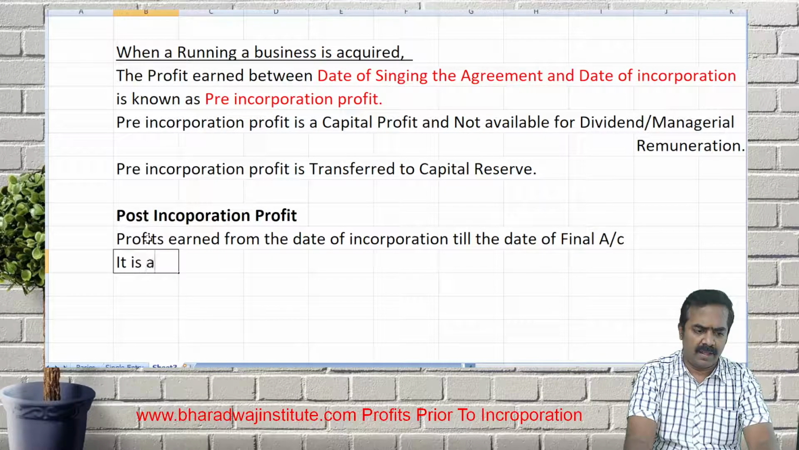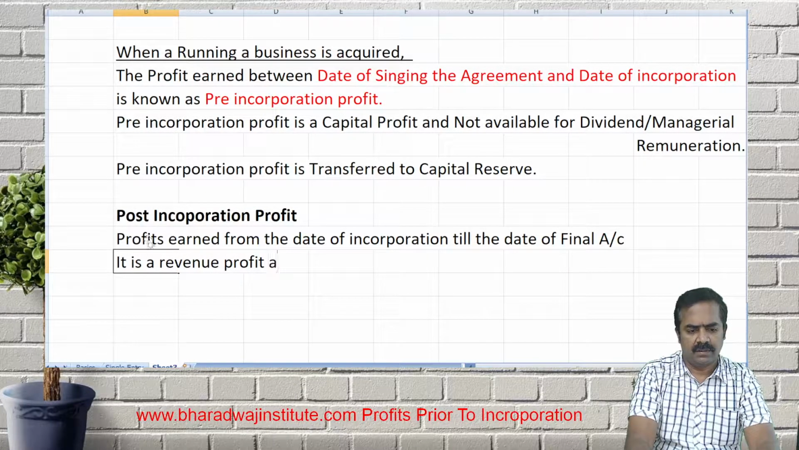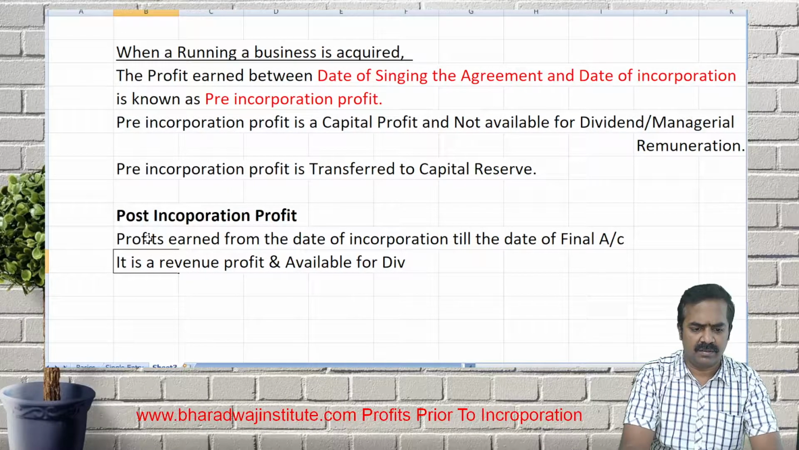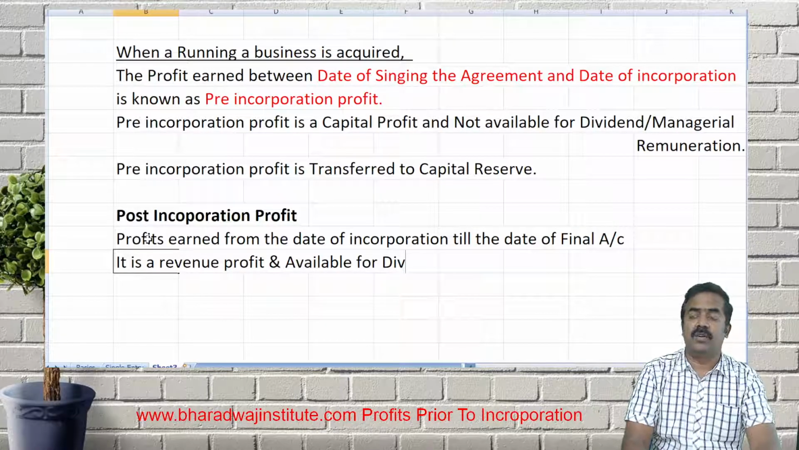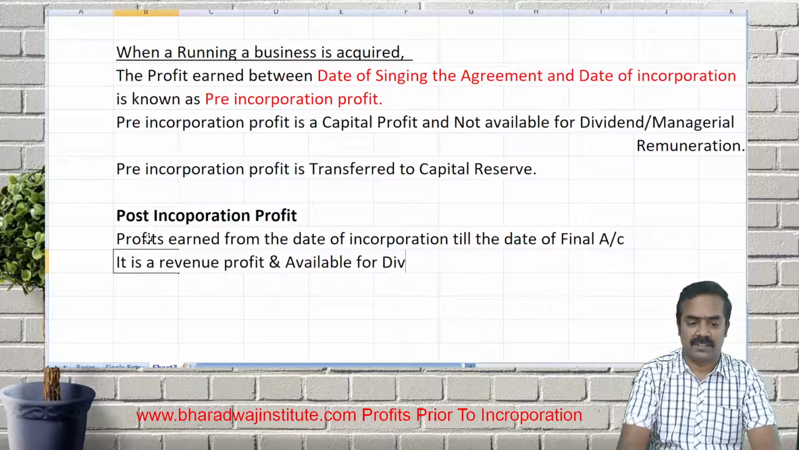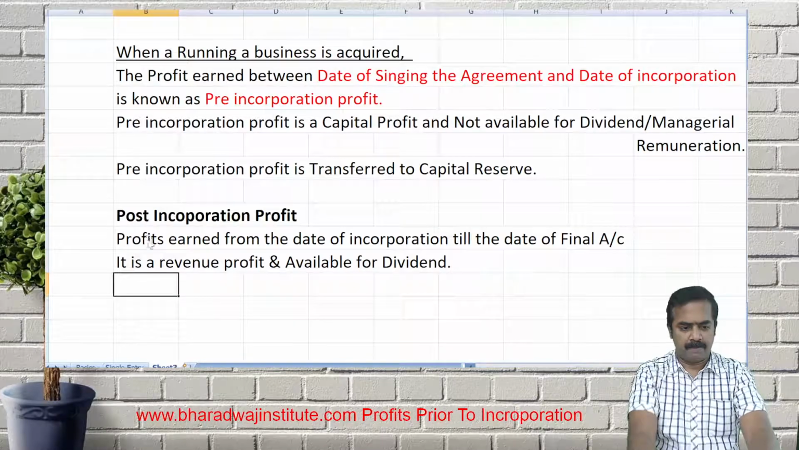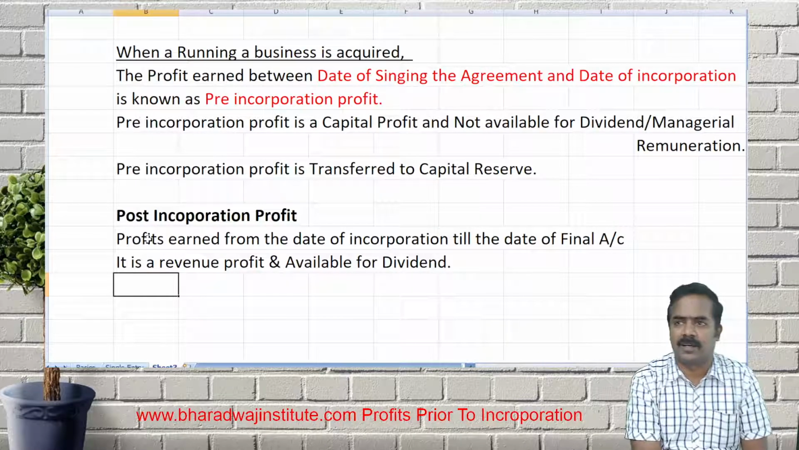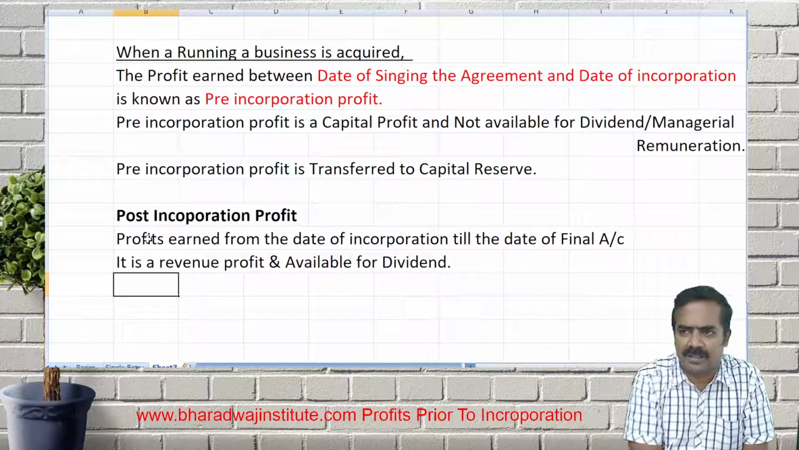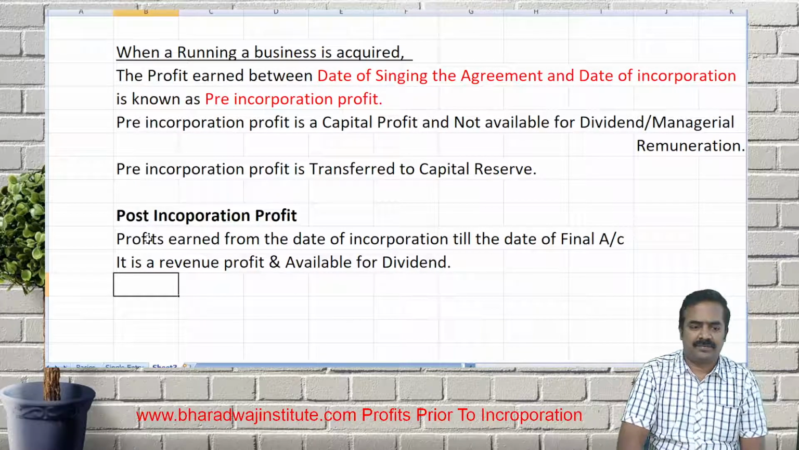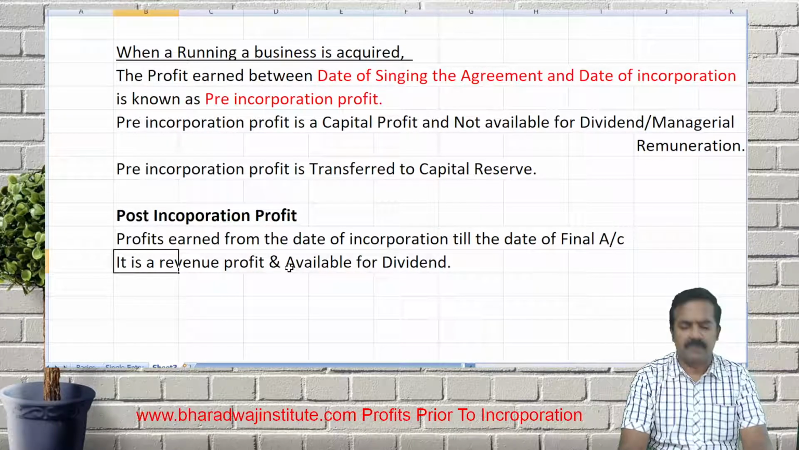It is a revenue profit and available for dividend. Sir, even in a merger, a company will have pre and post, right? No. In case of merger, an existing company takes over another existing company, where there is no separate incorporation done. So from the date of takeover, that profit will become my profit. My company is already running. If I take over another company, whatever is earned post merger will be a revenue profit. There is no capital or revenue problem because my company is already existing. It's a revenue profit available for which one? Dividend.